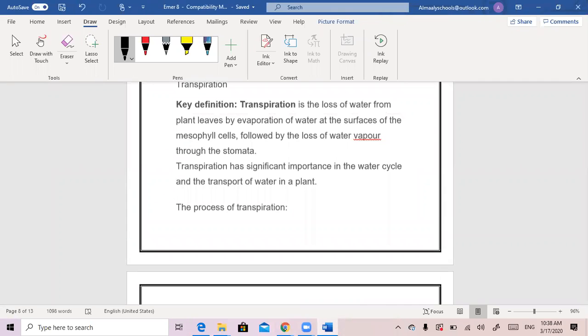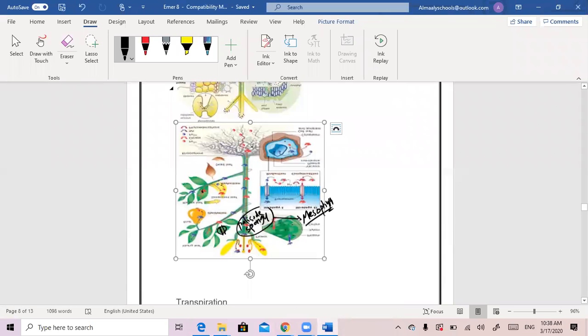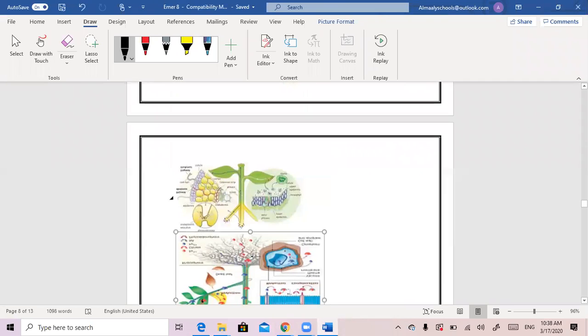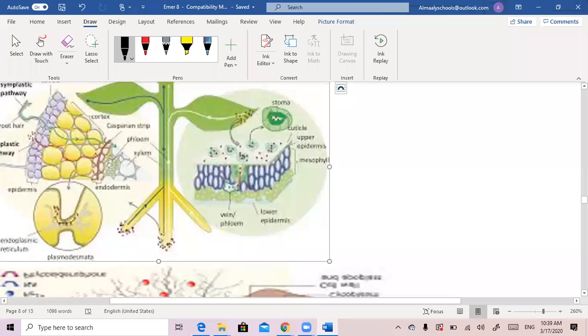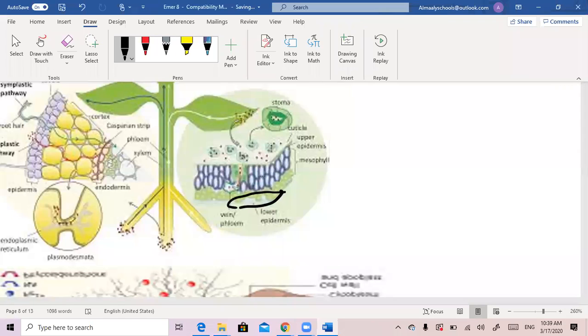Where are the stomata found? The stomata are found here in the leaf. In the leaf we have the upper epidermis and the lower epidermis. This is the lower epidermis here. That is the upper epidermis, it's up. That is the stoma. You remember?